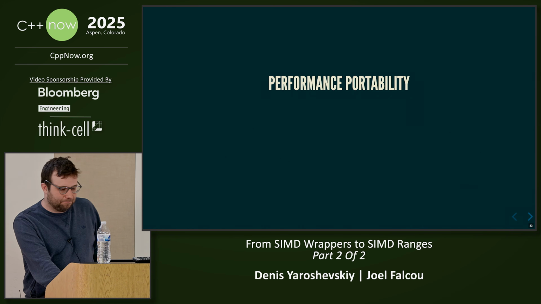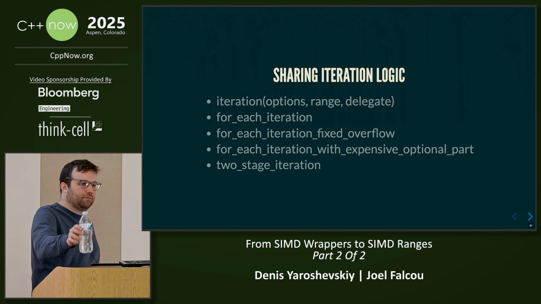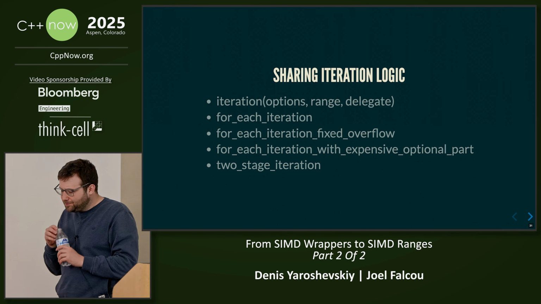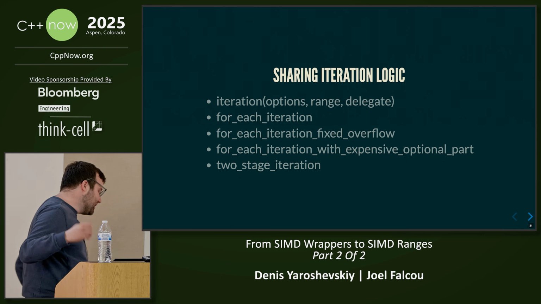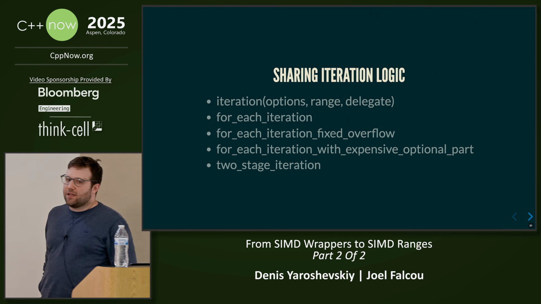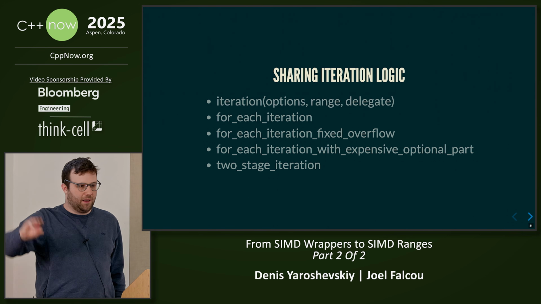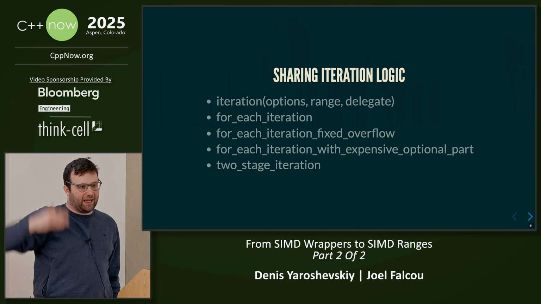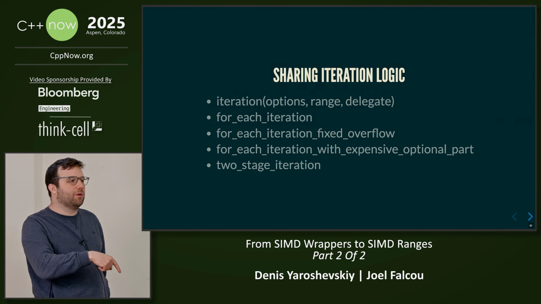Performance portability. So the previous slide was about how I don't have to do the math to figure out when I'm entering the epilogue. I just provide a callback and it will figure out when I'm in the epilogue. Yeah, exactly right. If you open a standard algorithm, you will see a loop. In EVE, you will see a call to an iteration and a delegate, because I would like to reuse that iteration pattern.